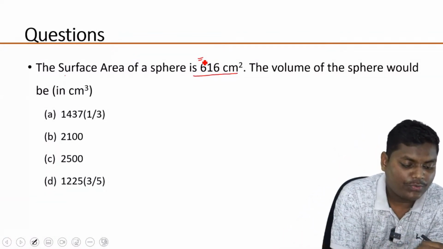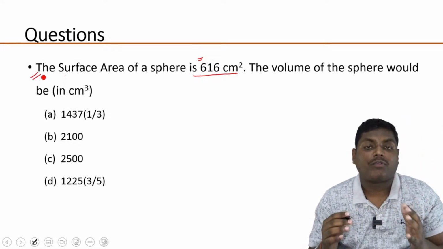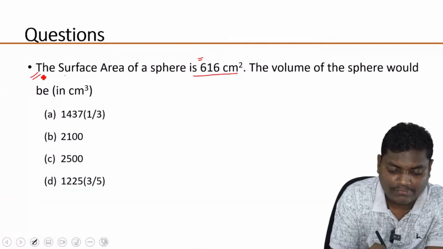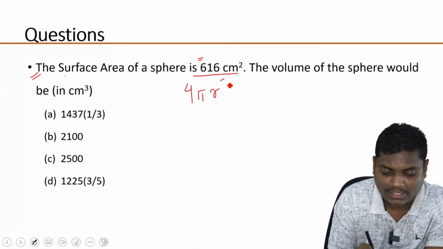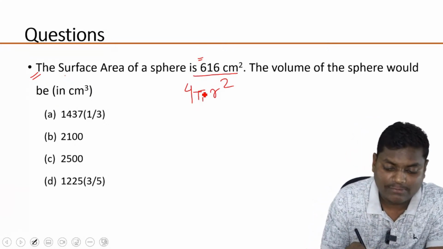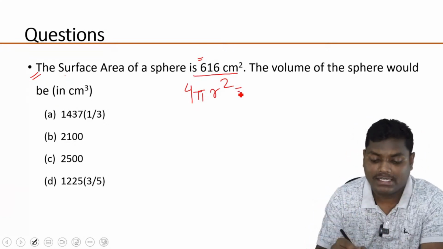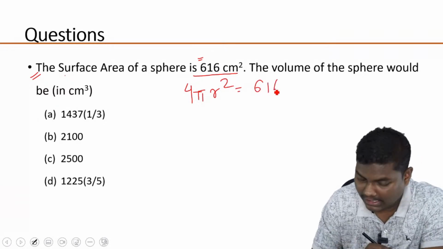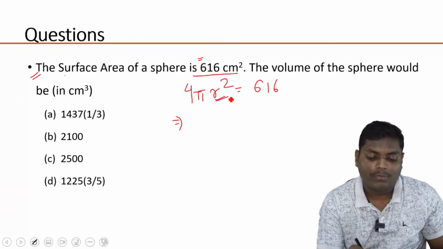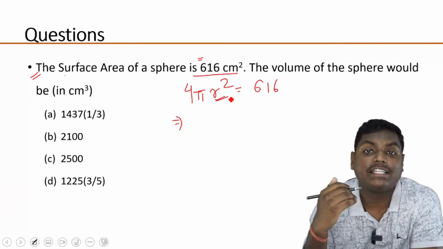If you have the surface area, in the question they have given the surface area of a sphere. We know the surface area of a sphere is 4 pi r square. Now this surface area, 4 pi r square, is given. It is basically 616. So you can easily find the value of r from here.